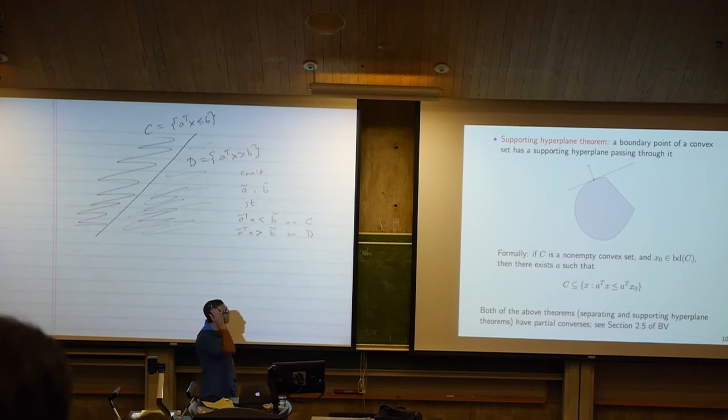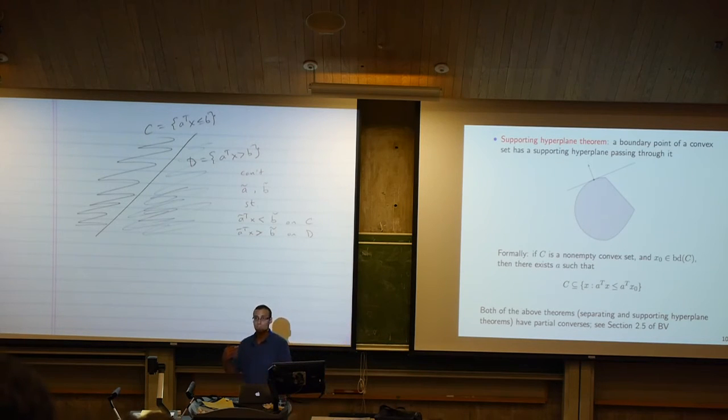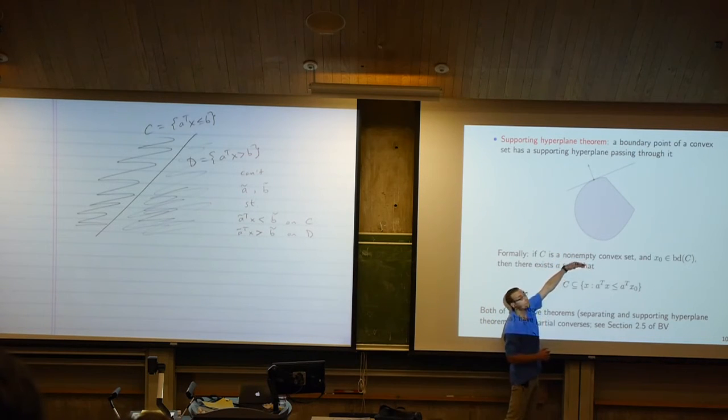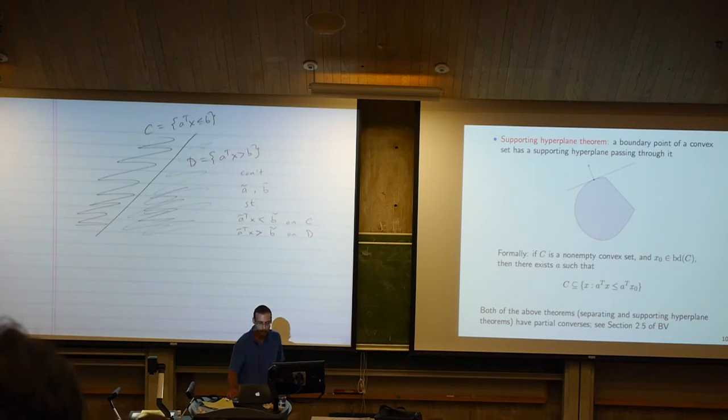Okay, supporting hyperplane theorem. This one's also very important. This says that if I have a convex set, and you give me a boundary point of the convex set, then I have a hyperplane that supports it, which means that I can find, say, an A and a B, such that at this point, suppose this point is called x naught, A transpose x naught is equal to B, and I get A transpose x is less than or equal to B for everything in the set. But on the other side, I get A transpose x is bigger than or equal to B. That's called a supporting hyperplane.